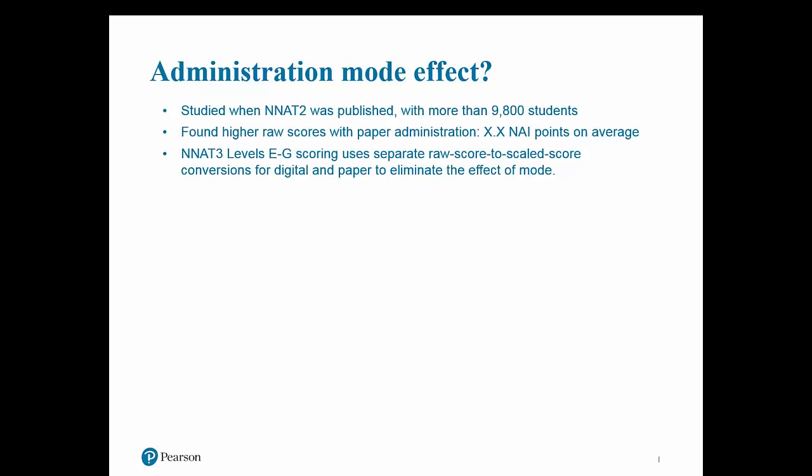The difference is approximately 3 NAI points between performance online and performance in paper and pencil, with higher performance on paper and pencil. And so for that reason, the levels E through G scoring uses separate conversion tables from raw scores to scaled scores. And this conversion eliminates any effect of the mode. So once you score the test using the appropriate raw score to scaled score conversion for online or for paper, you get a scaled score which will be the same regardless of which modality they use to take the test in.